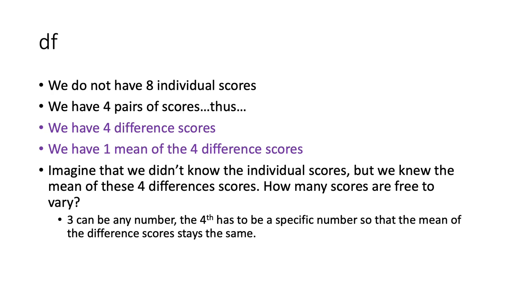Okay? And this is just my riddle, right? How many scores, in this case different scores, are free to be anything and still have the same mean, and how many of them are fixed? The free ones are degrees of freedom. Let me show you.